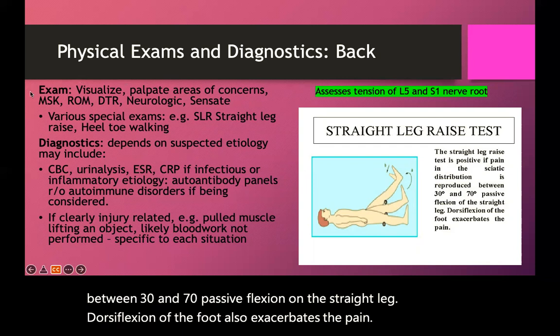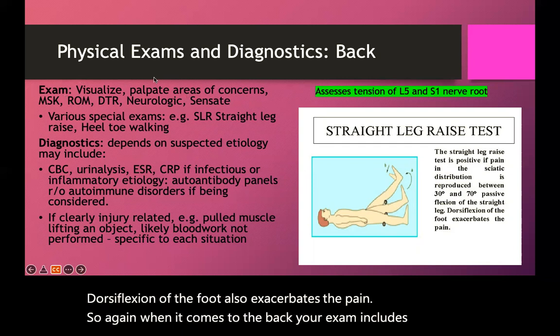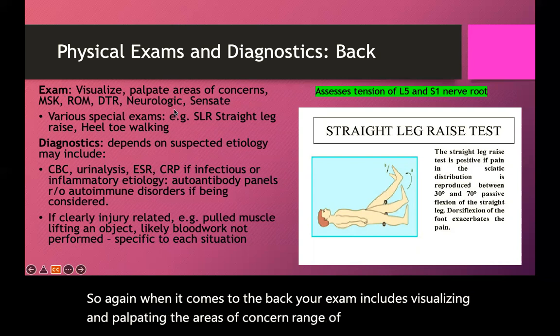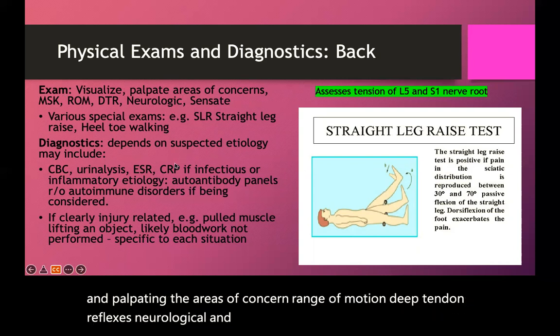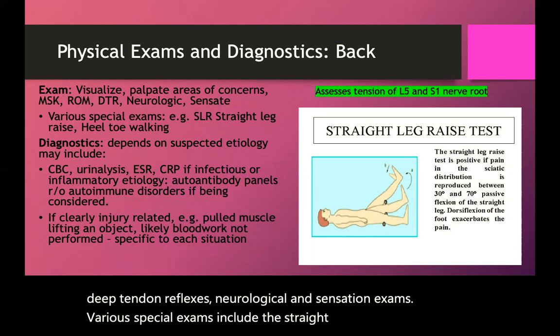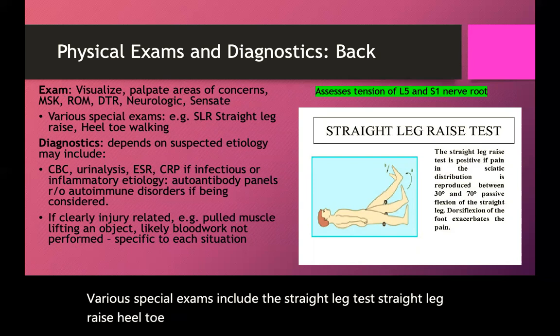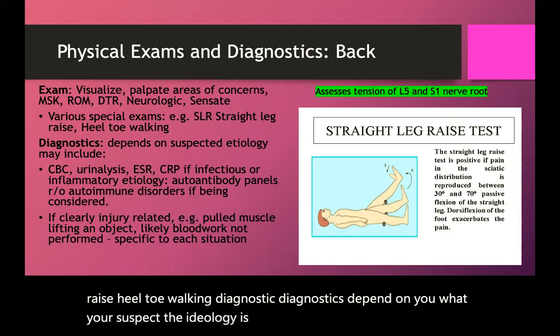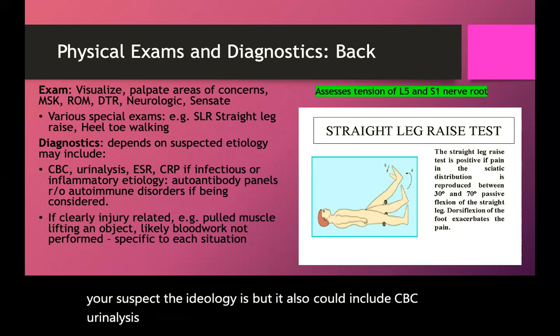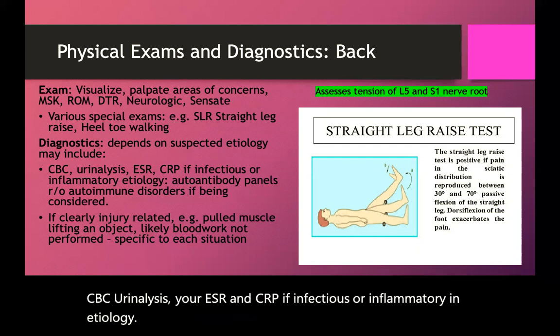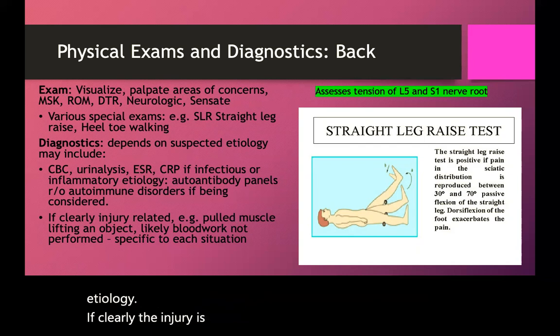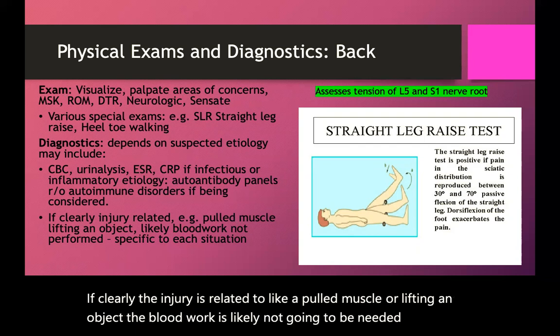So again, when it comes to the back, your exam includes visualizing and palpating the areas of concern, range of motion, deep tendon reflexes, and neurological and sensation exams. Various special exams include the straight leg test, straight leg raise, and heel-toe walking. Diagnostics depend on what you suspect the etiology is, but could also include CBC, urinalysis, ESR, and CRP if infectious or inflammatory in etiology. If clearly the injury is related to a pulled muscle or lifting an object, the blood work is likely not going to be needed. It's really specific to each situation.